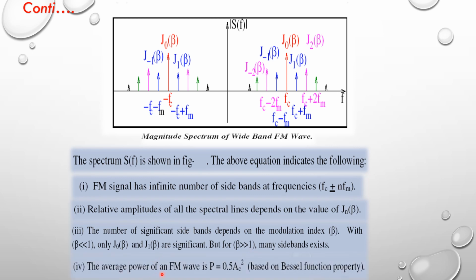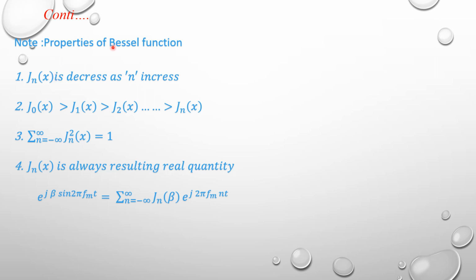The average power of the FM wave is P equal to 0.5 Ac square, where Ac is the amplitude of the carrier signal, based on the Bessel function properties. So these are some properties of the Bessel function.